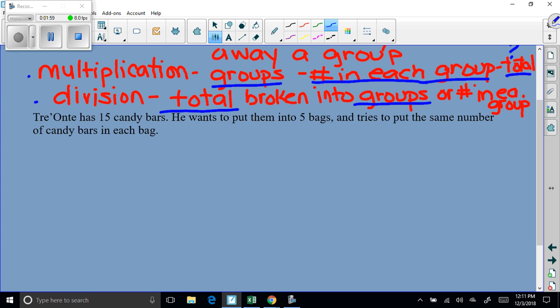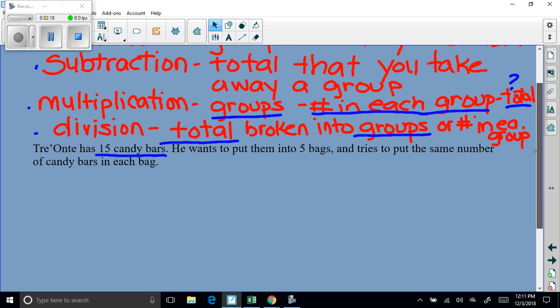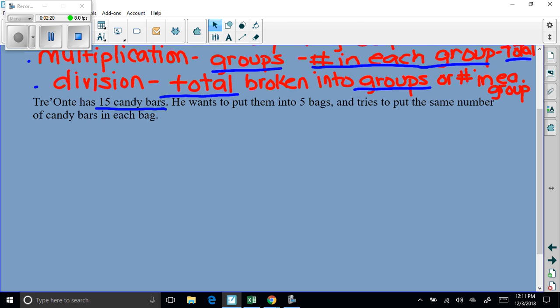What could they be asking us? Well, we can do that by figuring out what is missing, what don't we know. What we do know is we know that he has 15 candy bars. So that's total. We know the total amount that he has. So either this problem is going to end up being a division word problem, or I'm going to have to do some subtraction inside of this word problem.